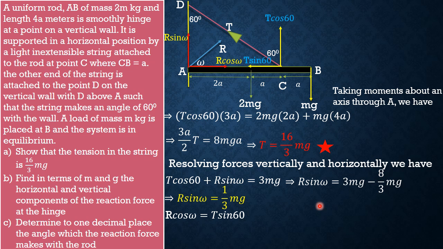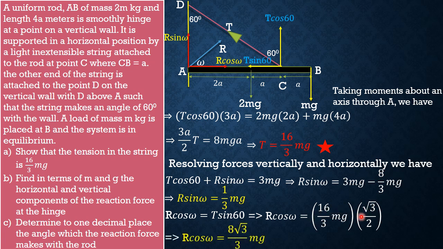So take note. Alright, so if we simplify this way, we're going to have r cos omega to be our T, which is 16 over 3 mg, then sine 60, like I said, is root 3 by 2. Simplifying, this gives us our answer: r cos omega equal 8 root 3 over 3 mg. Alright, so that's the answer. That's the horizontal component of the reaction force. Then the C part wants us to determine to 1 decimal place the angle which the reaction force makes with the rod. So they just want us to get the value of omega.